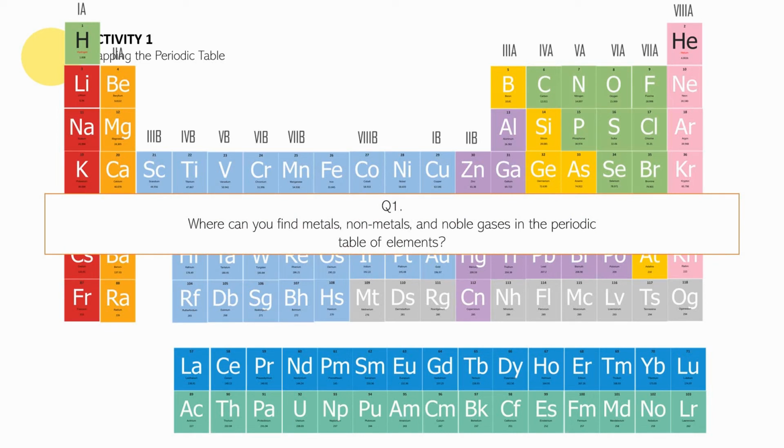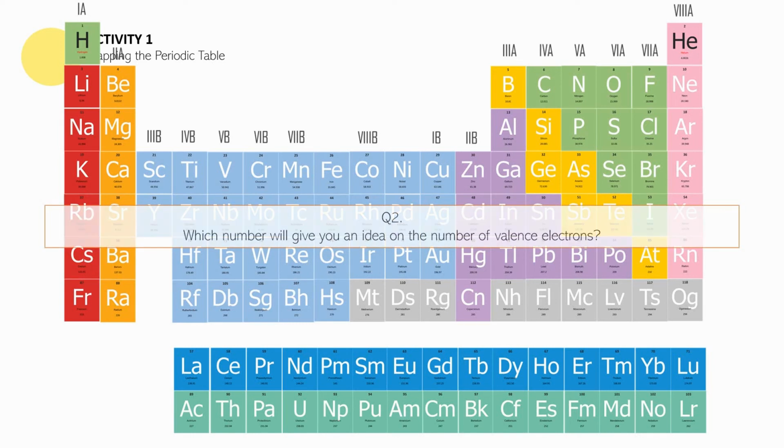So question number 1, where can you find metals, nonmetals, and noble gases in the periodic table of elements? If you need more time, you can pause this video. If you have decided to continue, that means you are ready to answer question number 2. Which number will give you an idea on the number of valence electrons? So remember what we discussed in the previous PowerPoint.